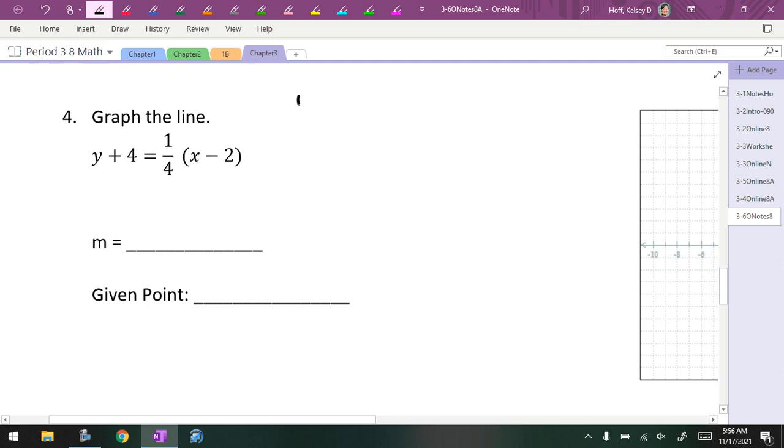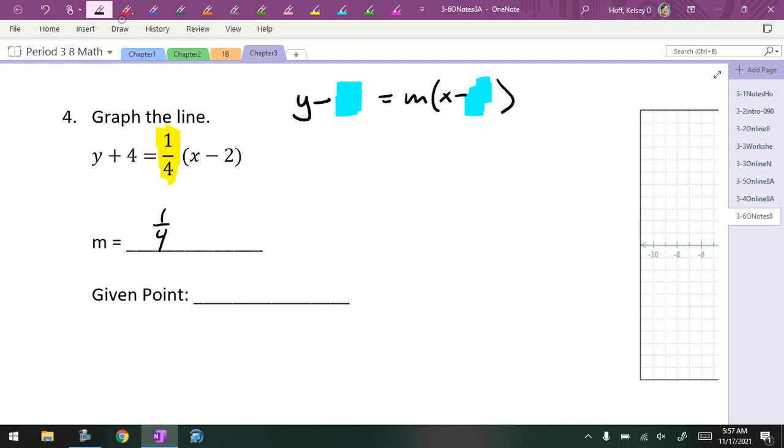And remember, it's always y minus y1 equals m times x minus x1. So these coordinates in here are x and y, and they're always the opposite. The equation and the point are the opposite. The easy one right away is your slope. Your slope is 1/4. Simple, simple, simple.